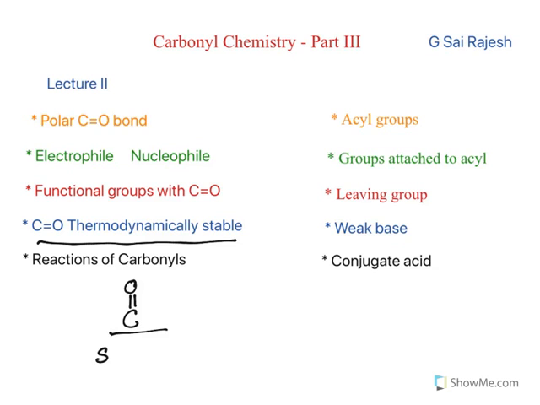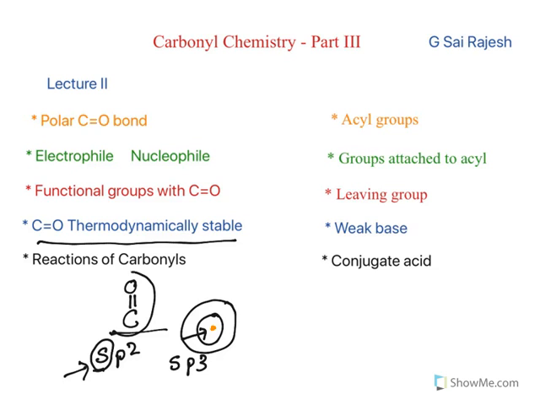The carbonyl carbon hybridization is sp2. The moment s character is increased, the electrons get closer to the nucleus. If this is a nucleus, around the nucleus electrons will be revolving. If in hybridization s character is increased, the orbitals move closer towards the nucleus. In the nucleus you have a positive charge, and electrons have a negative charge. If s character is increased, they are tightly held by the nucleus because of attractive forces. So this sp2 hybrid orbital is much more stable than the sp3 hybrid orbital. That is the reason why this bond is considered thermodynamically stable.